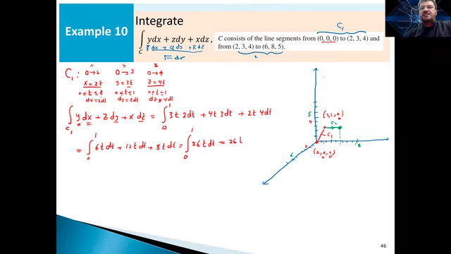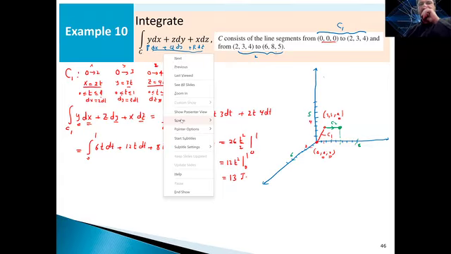It's 26t squared over 2. The integration of t is t squared over 2, from 0 to 1. But 26 divided by 2 is 13t squared from 0 to 1. If you put the 1, you get 13. Put the 0, you get 0. So the answer is 13 joules to move the object along C1.